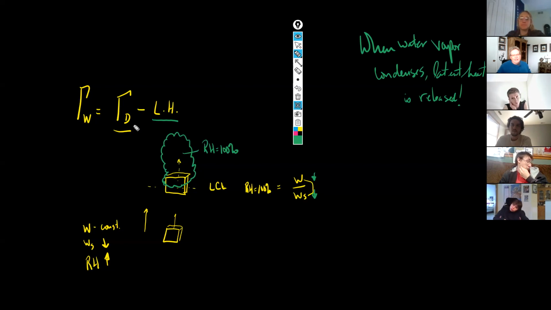So why is there a minus sign here? Because heat is released and that warms it up. And a lapse rate is a rate of cooling, so we say positive numbers mean it's trying to get colder. Latent heat is trying to make it hotter. So what is the wet adiabatic lapse rate? I don't know. It's less than the dry.